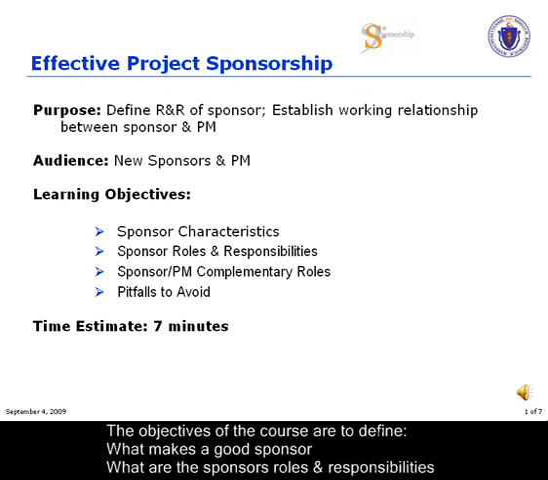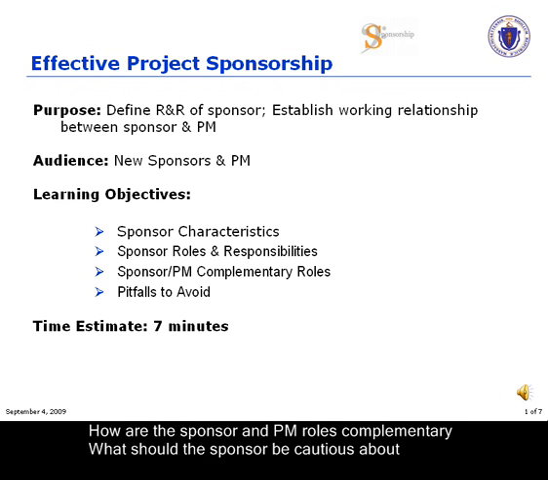Learning objectives. The objectives of the course are to define 1. What makes a good sponsor? 2. What are the sponsor's roles and responsibilities? 3. How the roles are complementary? And 4. What the sponsor should be cautious about.